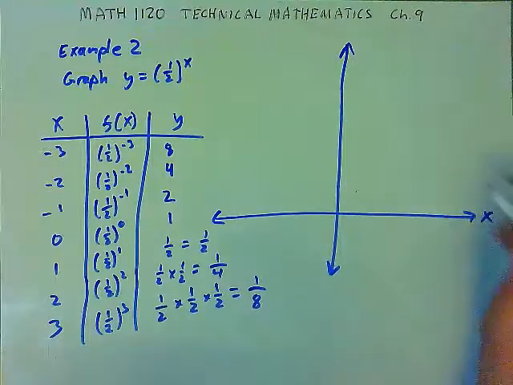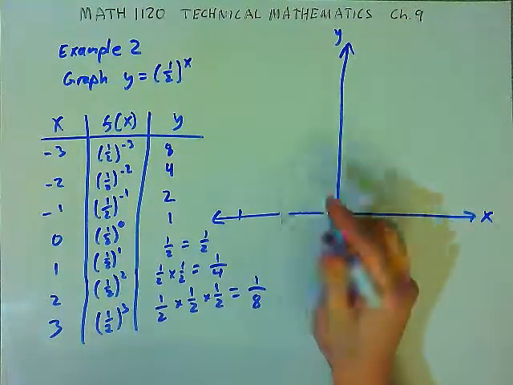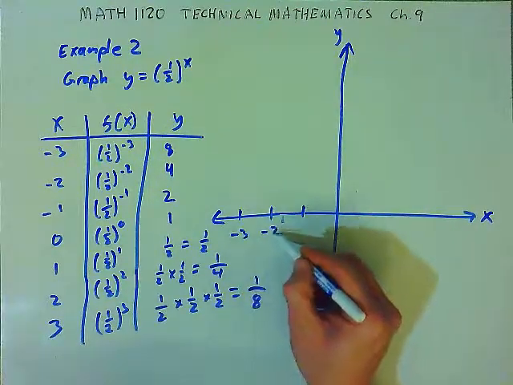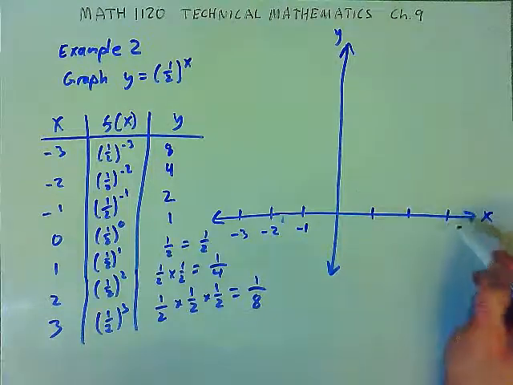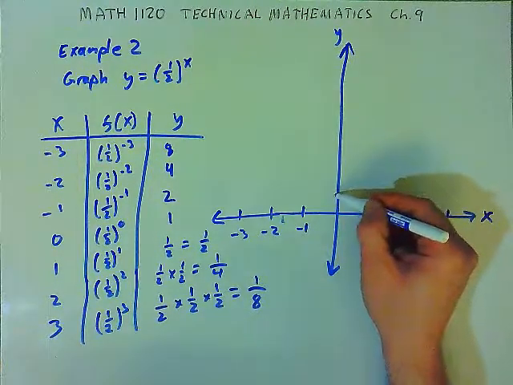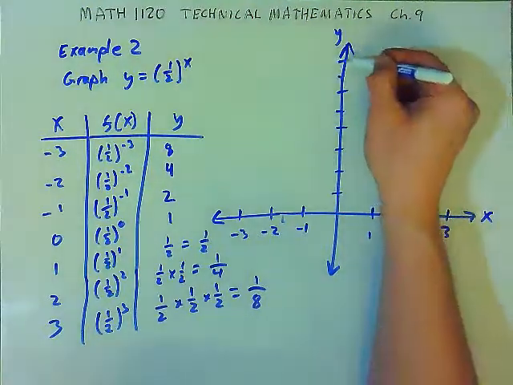And we have x values that are -3, -2, -1, 1, 2, and 3. And our y values will go all the way up to 8. 1, 2, 3, 4, 5, 6, 7, 8.